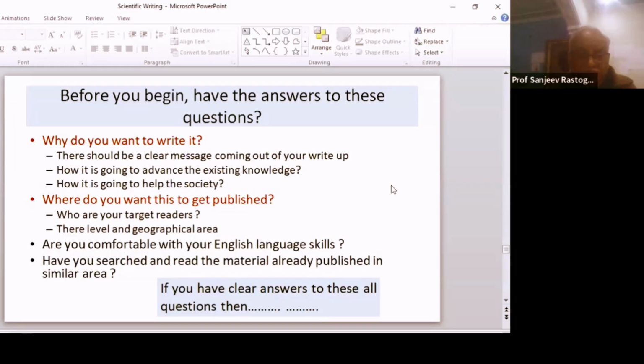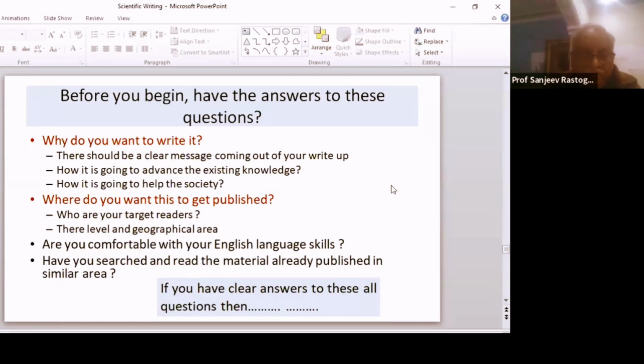You also need to think of how it is going to advance the existing knowledge. It should not be merely fulfilling your own needs, but it should add to the existing knowledge. It should add to the advancing of the existing knowledge. And finally, you need to think of how this manuscript or how this research is going to help the society.